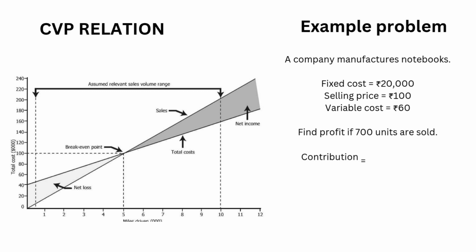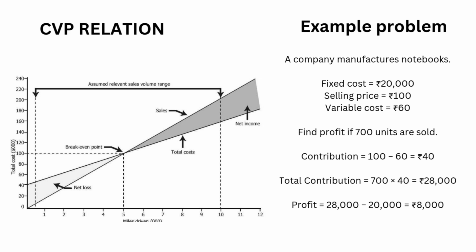And so this cost volume profit chart shows how cost, volume, and profit are connected. The point where the total cost line and the sales line meet is the break-even point where there is no profit or loss. The area below this point shows a net loss, and the area above it shows a net profit. It helps managers to see how changes in sales volume affect overall profit.